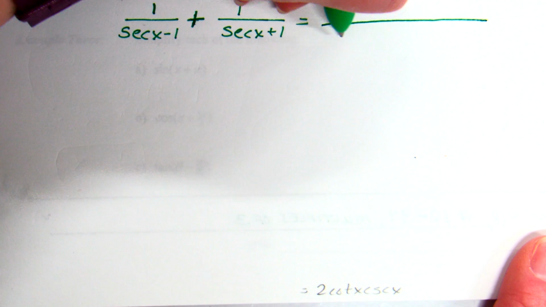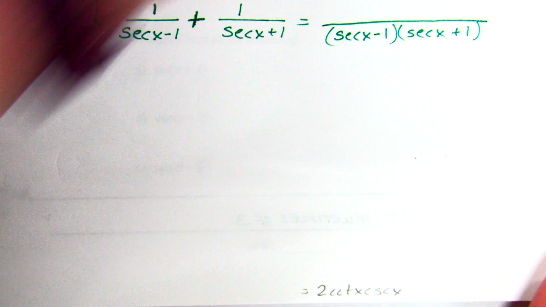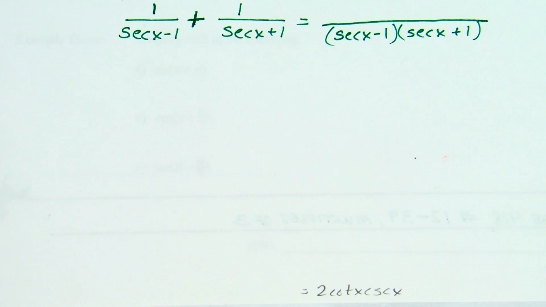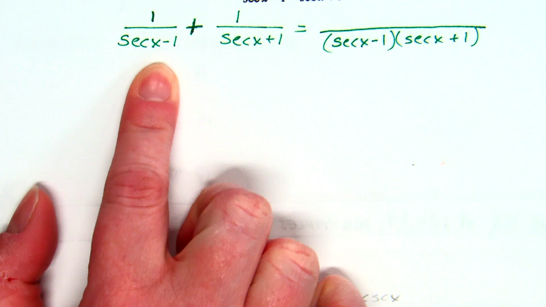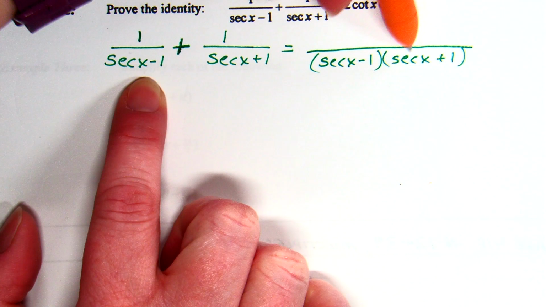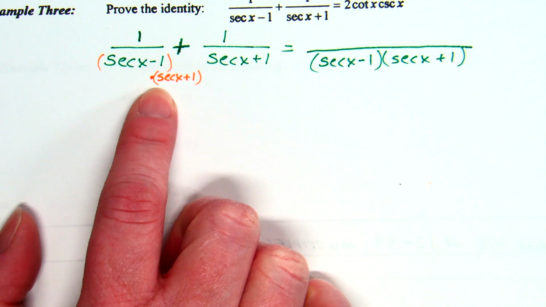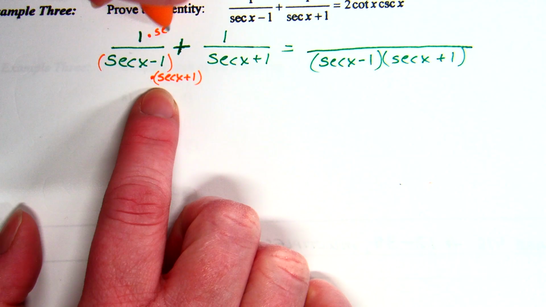Second fraction. Denominator currently is secant x plus 1. What am I missing in this denominator? Secant x minus 1. If I multiply the denominator by secant x minus 1, you have to multiply the numerator by secant x minus 1. What is 1 times secant x minus 1? Secant x minus 1. Are we okay there? Okay.